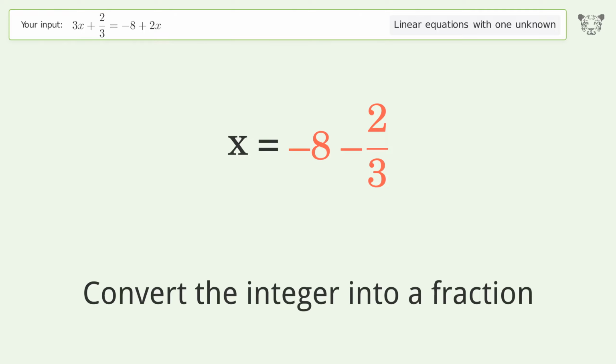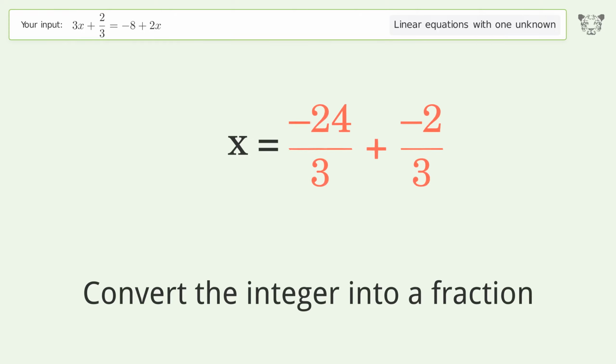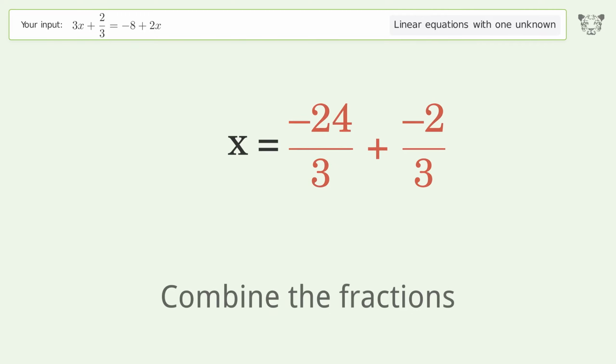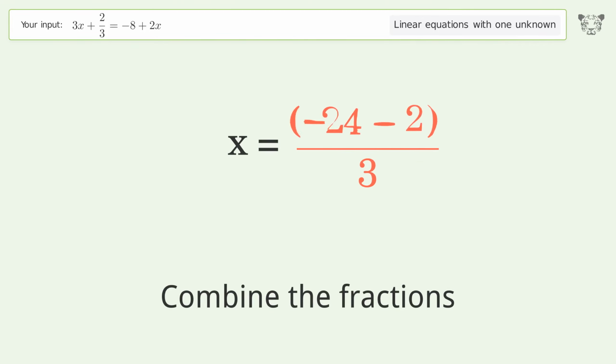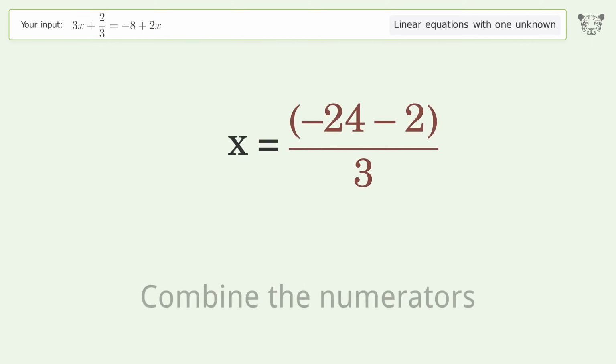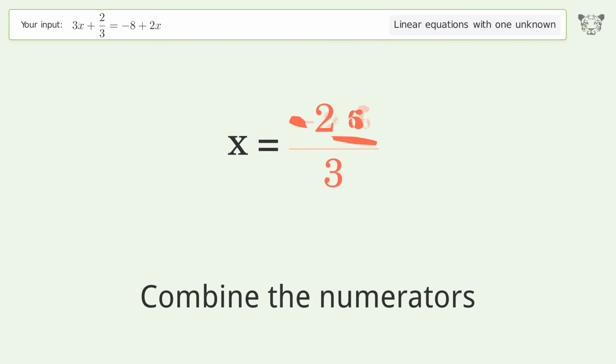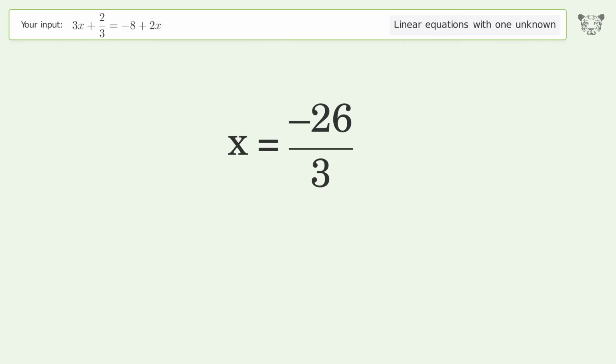Convert the integer into a fraction. Combine the fractions. Combine the numerators. And so the final result is x equals -26/3.